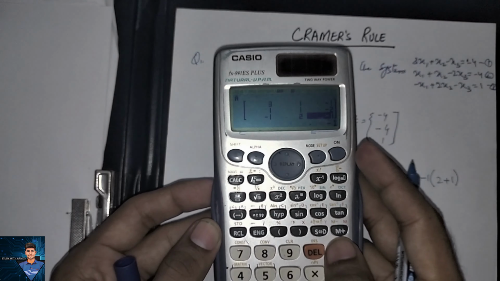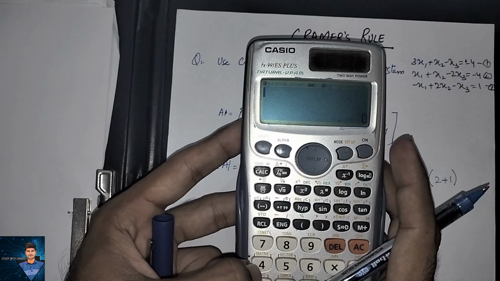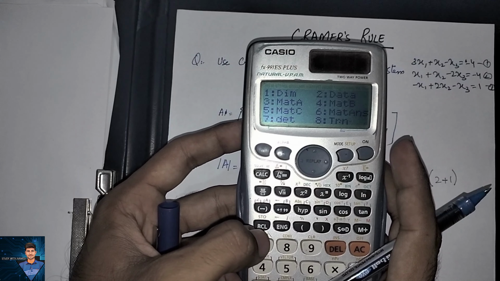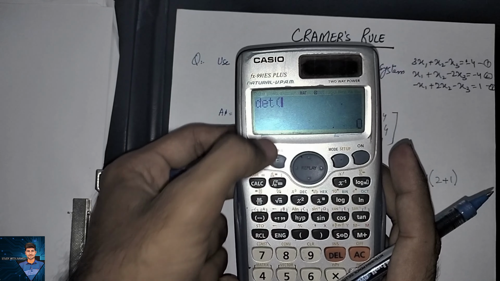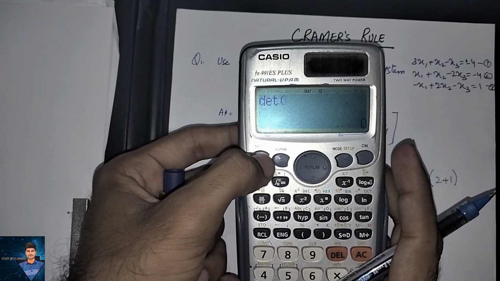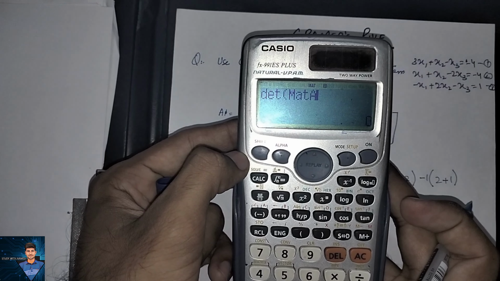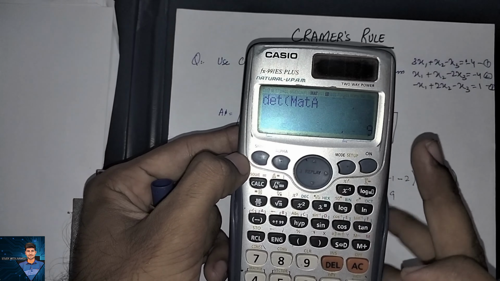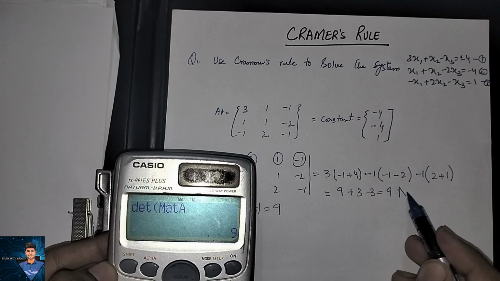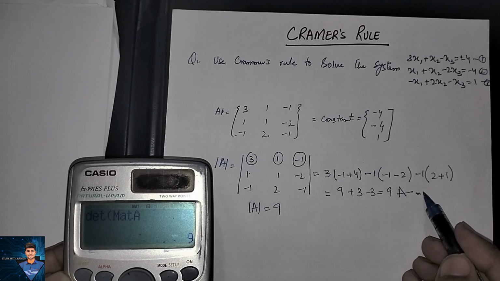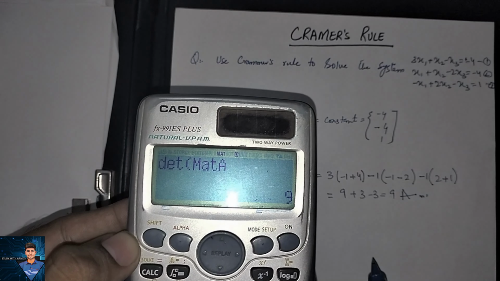Press the AC button, then press shift, then press 4. Here you will find determinant on 7. You will press 7, and it will show determinant, and determinant of which matrix, you will say of matrix A. When you press OK, it is showing 9. So we have done it with the manual method, and we have solved that same question in the calculator.